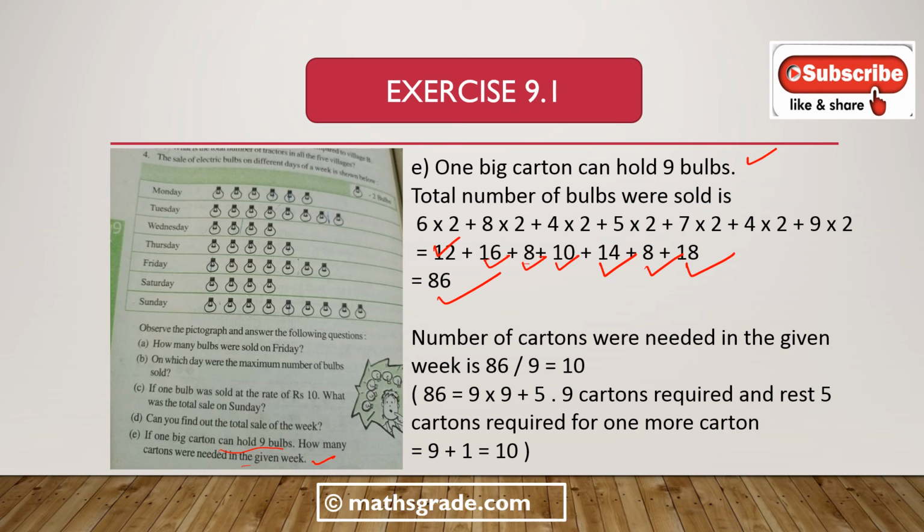81 plus 5. 9 cartons will be needed, and the remaining 5 bulbs will need one more carton. So 9 plus 1, that is equal to 10. So the total number of cartons needed in the given week is 9 plus 1, that is 10. So our answer is 10. So a total of 10 cartons were needed in the given week.